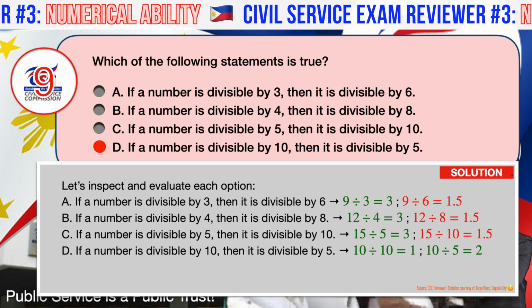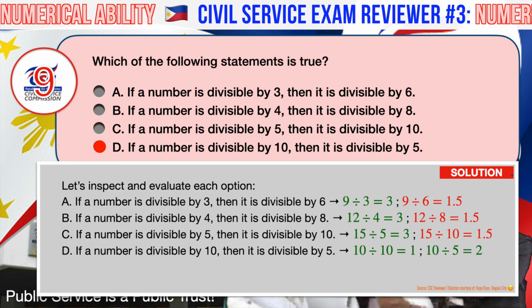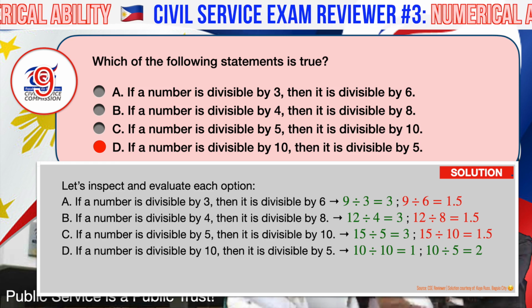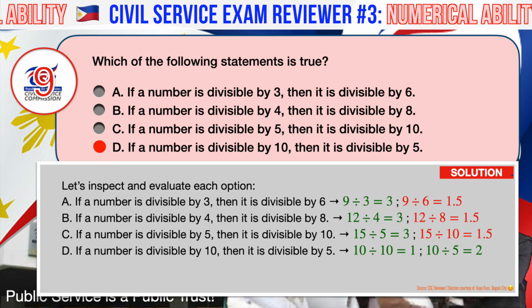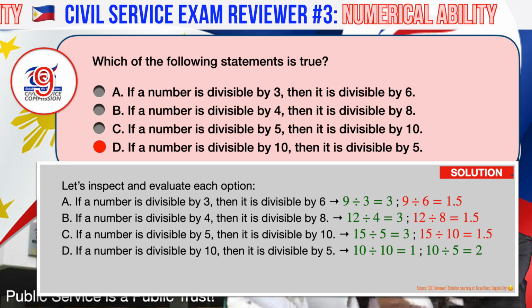Let's use 10 this time. 10 is divisible by 10 and also by 5. We can also try 190. 190 is divisible by 10 and also by 5. Therefore, D is true.